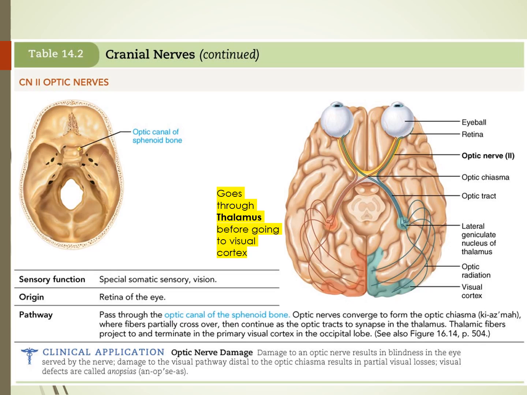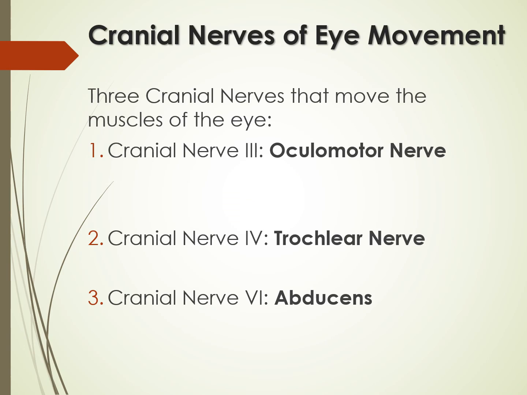So can anyone guess which sense does not go through the thalamus? It was olfactory. We'll talk a little bit more about that when we talk about the special senses, but just as an FYI and for interest, the olfactory, or smell, does not go through the thalamus, but all the other senses do, okay? So vision has to go through the thalamus before it goes back to the visual cortex.